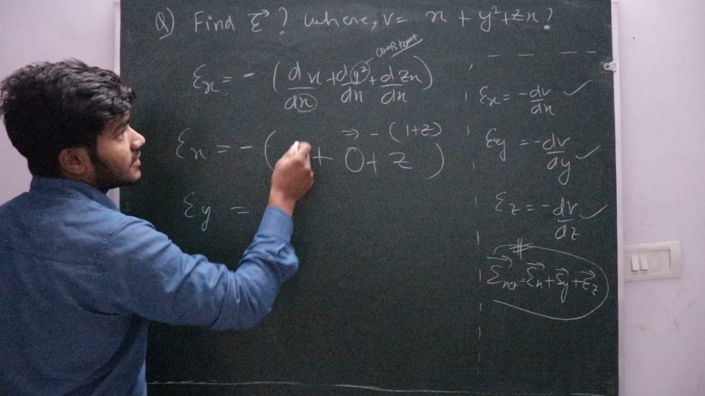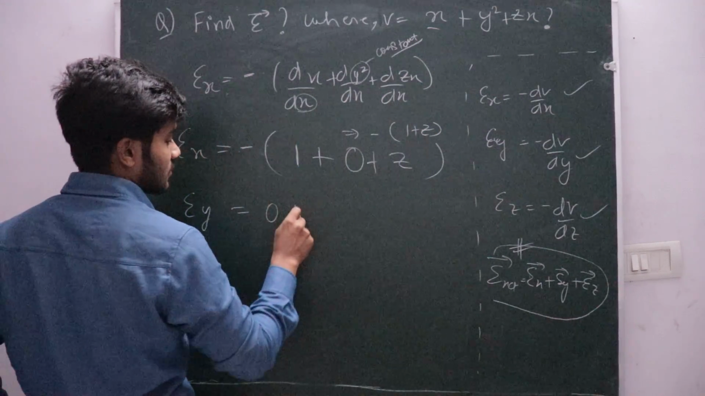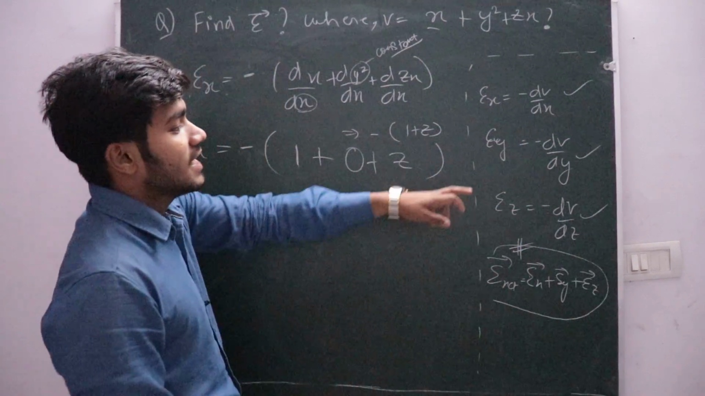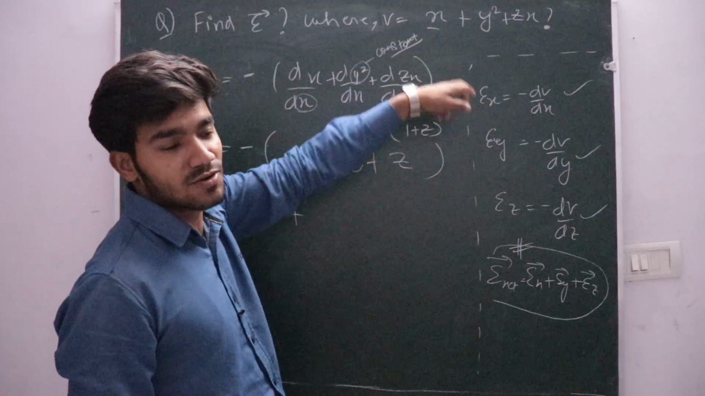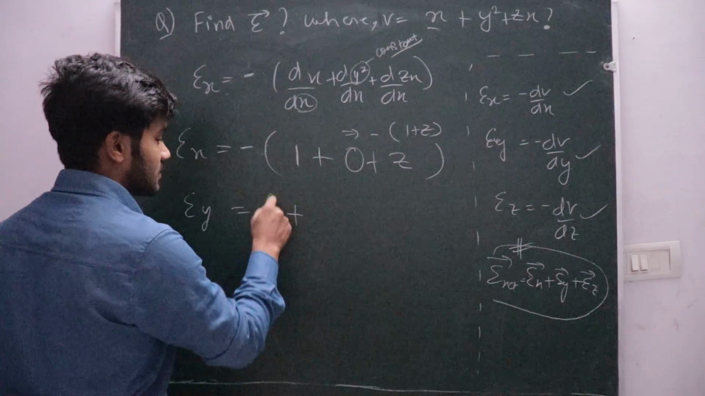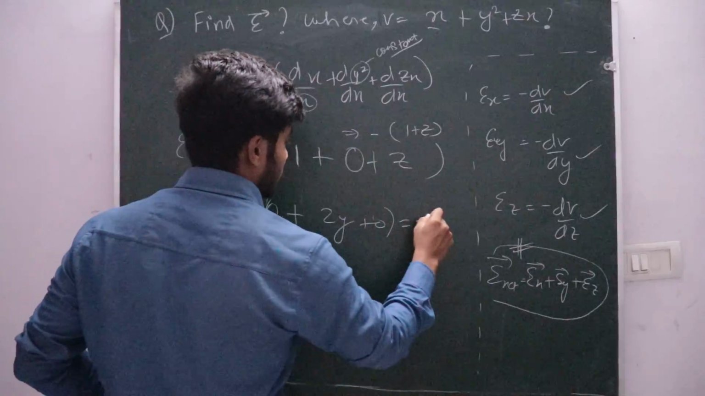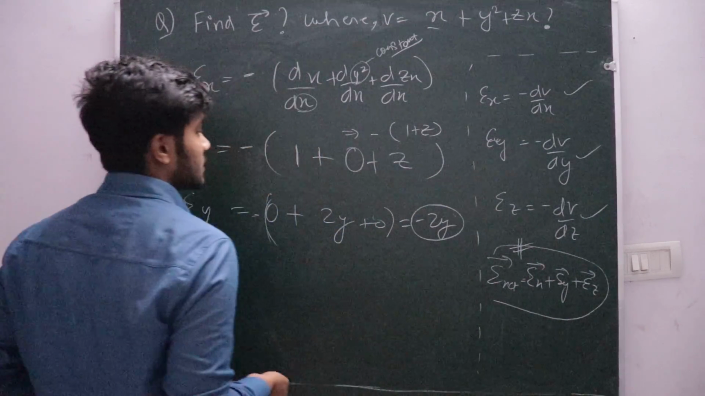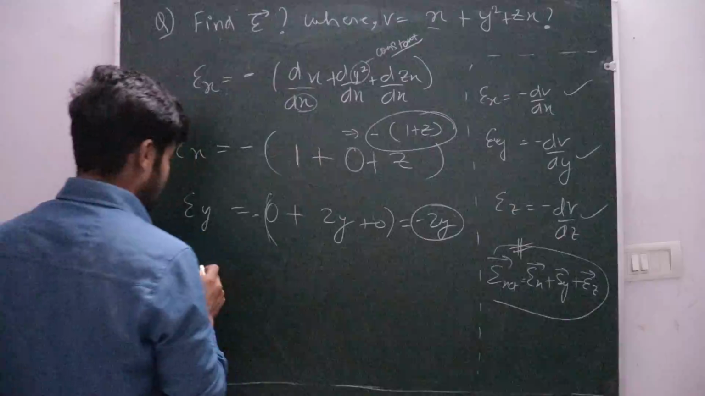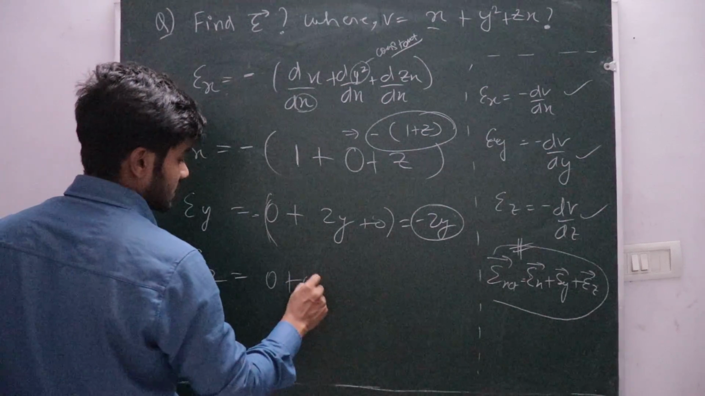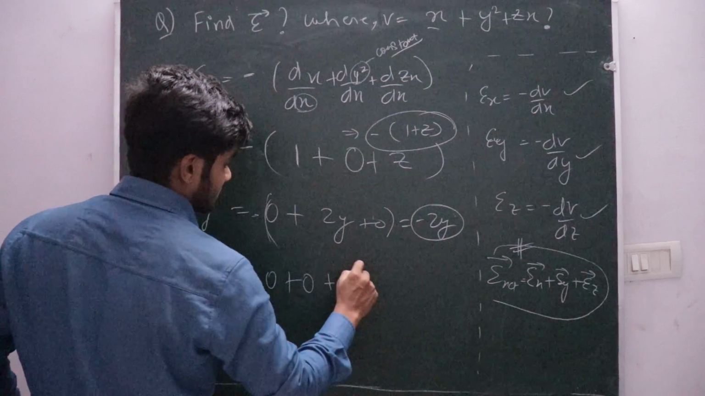Similarly, Ey you can do. x will be 0 because we are partially differentiating the equation with respect to y, and with respect to y, x will be treated as constant. So minus 0 plus 2y plus 0, it will equal minus 2y. And last, Ez will be 0 plus 0 plus x, which means it will equal minus x.